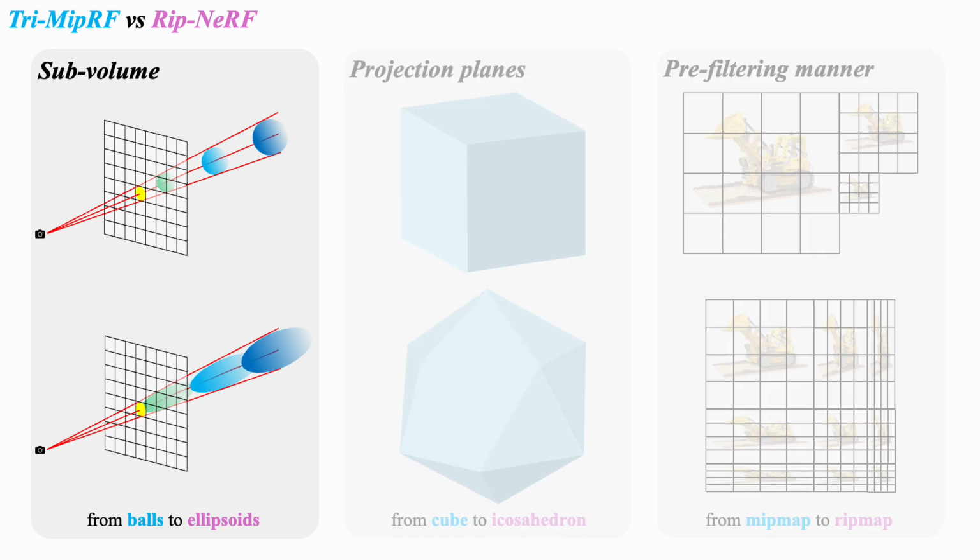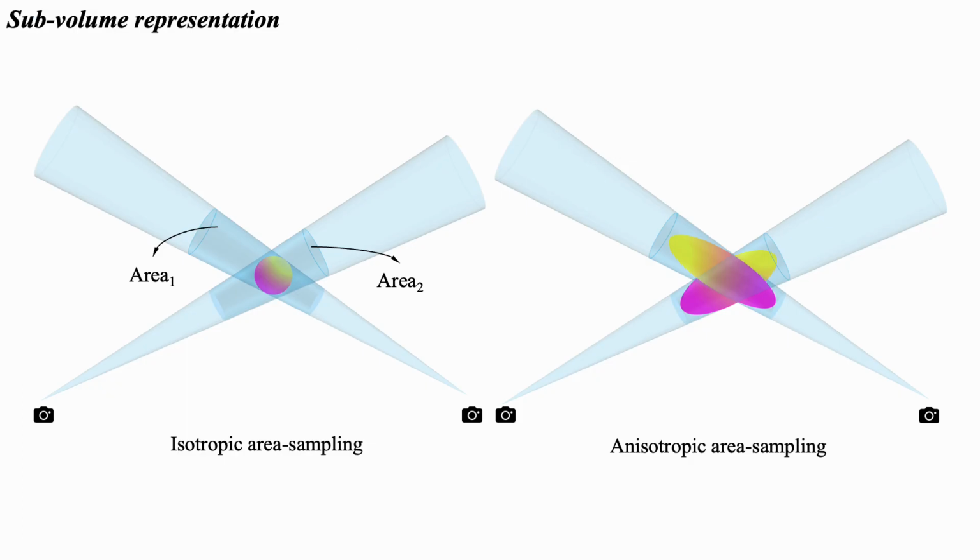We first state the reasons for choosing the anisotropic representation of the conical frustum. As shown on the left, the isotropic area sampling used in Rip-NeRF cannot differentiate the anisotropic area from different cones, which leads to ambiguities in the representation. Inspired by Rip-NeRF, we characterize the conical frustum by an anisotropic 3D Gaussian. The two conical frustums are distinguishable under anisotropic area sampling.